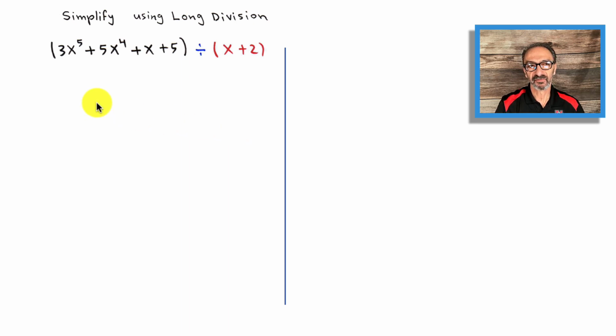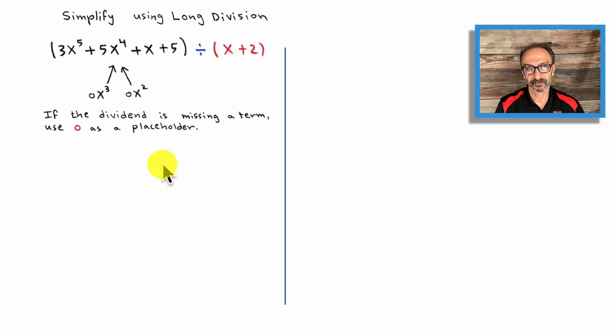Now, when we divide a fifth degree polynomial by a first degree polynomial, we should expect a fourth degree quotient. But notice right here that we are missing what? We're missing the x cubed term, so we need to add it, and we're also missing the x to the second term. We need to add them. What do I mean by this?